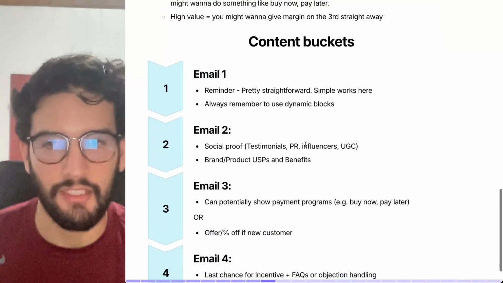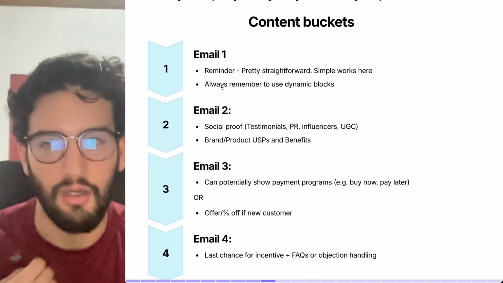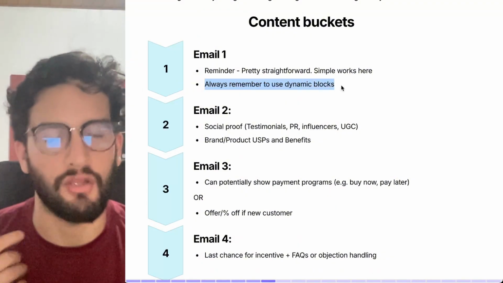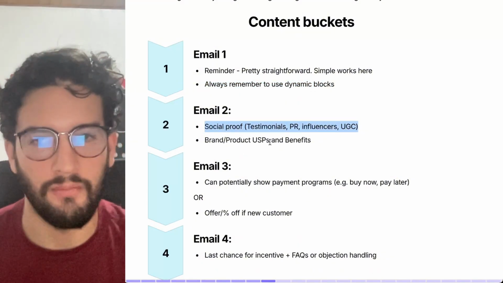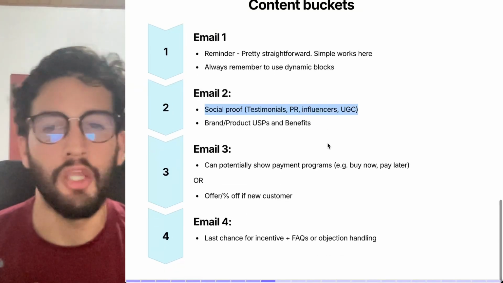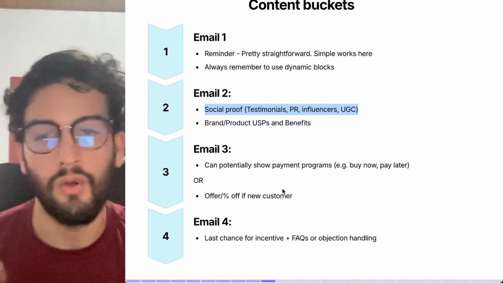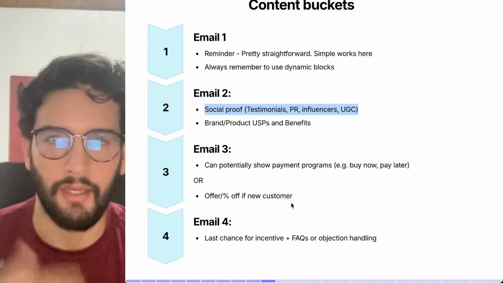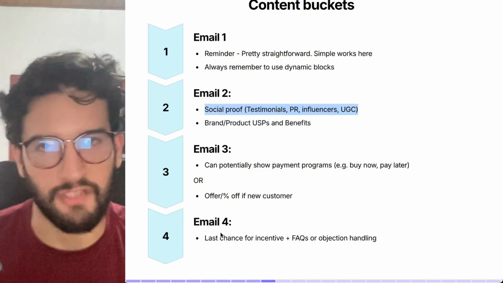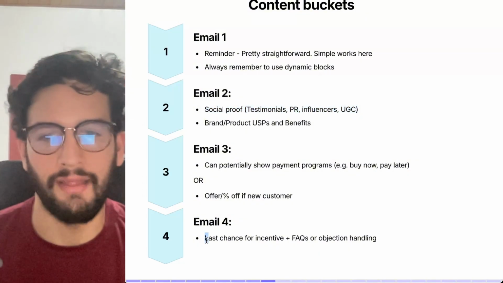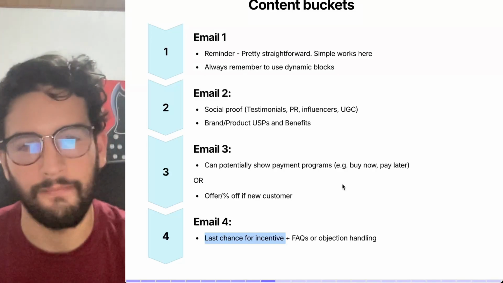So content buckets here, email number 1, reminder, pretty straightforward, simple works here. Always remember to use dynamic blocks, of course. Email number 2, social proof, and then you can cover some unique selling points and benefits. Email number 3, you can potentially, again, show them a payment program if they're a returning customer, or offer a discount if they're a new customer, right? Email number 4, last chance for incentive plus FAQs or objection handling.